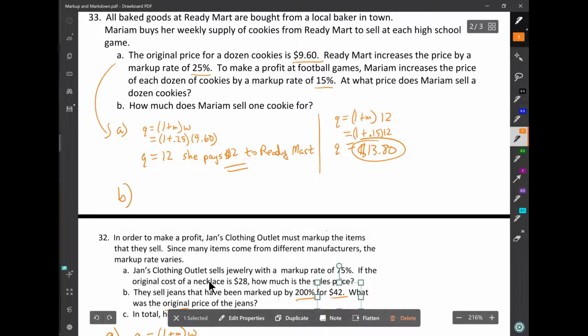That's for a dozen. Part B says, how much does Miriam sell one cookie for? Well, that's $13.80 divided by 12 because there's 12 cookies. $1.15, it looks like.